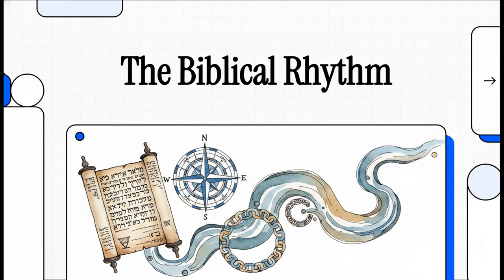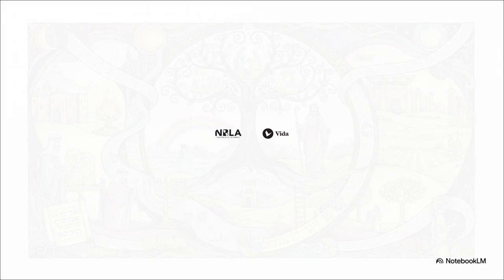Welcome to today's Explainer. We've got a really fascinating task ahead of us today. We're going to visually decode the massive, deeply complex history of the Hebrew Bible. But instead of getting lost in the thousands of pages, we're zooming way out. We want to map out the grand, repeating macro pattern that literally drives this entire narrative forward. Okay, let's dive right into this.